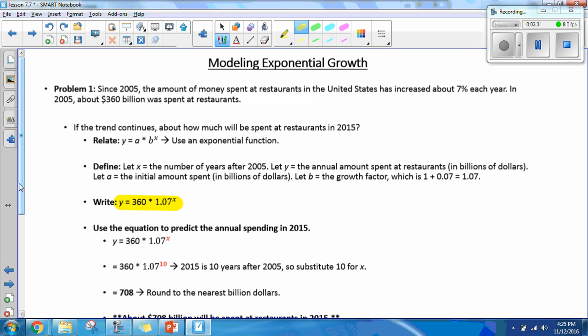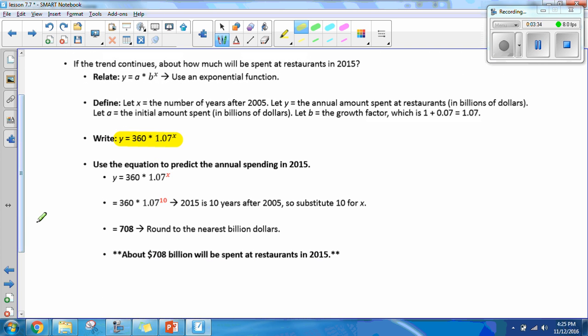Use the equation to predict the annual spending in 2015. Well, from 2005 to 2015, 10 years have passed, so we're going to substitute that for x. And when we do our calculations, we end up with 708. However, because we only used 360 instead of 360 billion, we have to remember that 708 is going to represent $708 billion that will be spent in 2015 if this trend continues.